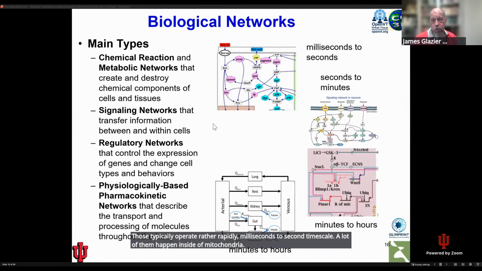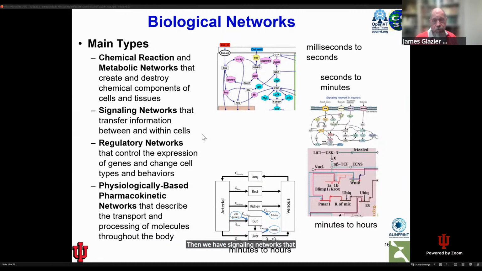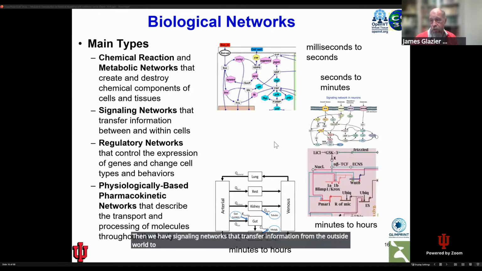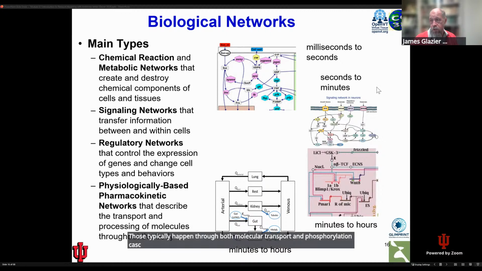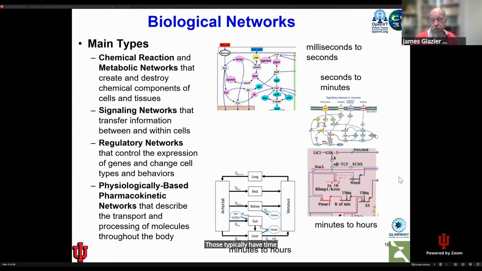Then we have signaling networks that transfer information from the outside world to inside the cell, then within the cell. Those typically happen through both molecular transport and phosphorylation cascades. Those typically have timescales of seconds to minutes. We have gene regulatory networks that turn genes on and off, or that is, turn the transcription of genes on and off in the cell. Those typically operate on a slightly slower timescale, minutes to hours.